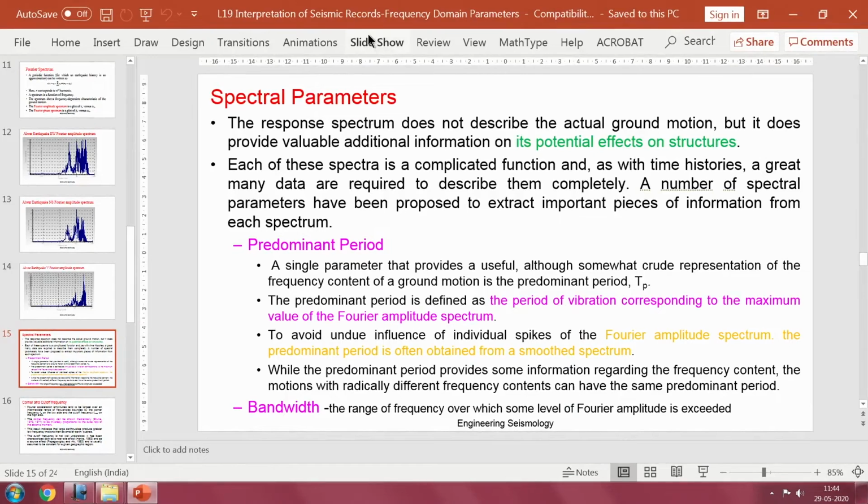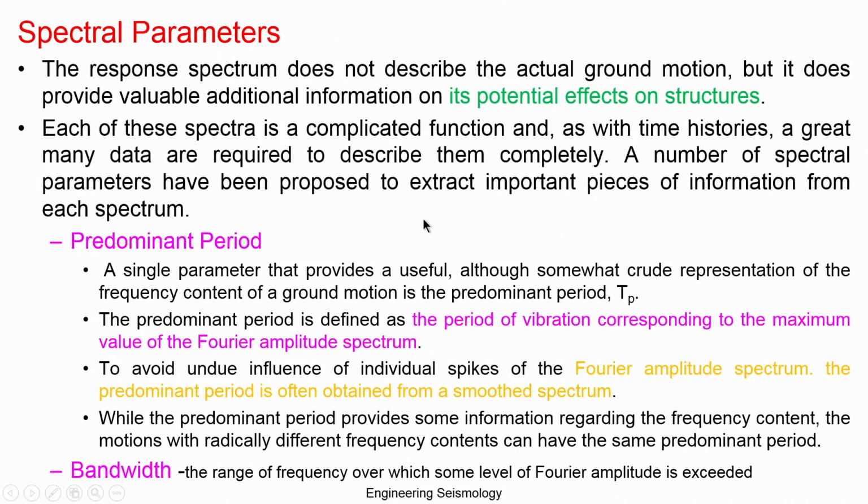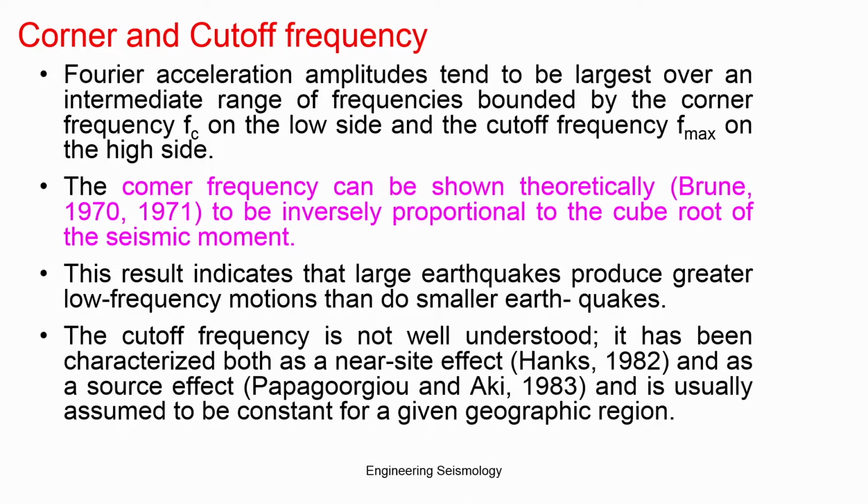The Fourier spectrum can further be used to get other parameters which are useful for the seismology part. The Fourier acceleration amplitude tends to be largest over an intermediate range of frequency, bounded by a corner frequency fc on the low side and a cutoff frequency fmax on the high side. The corner frequency can be shown theoretically, as Brune showed in 1970-71, to be inversely proportional to the cube root of the seismic moment. The result indicates that large earthquakes produce greater low frequency motions than smaller earthquakes.